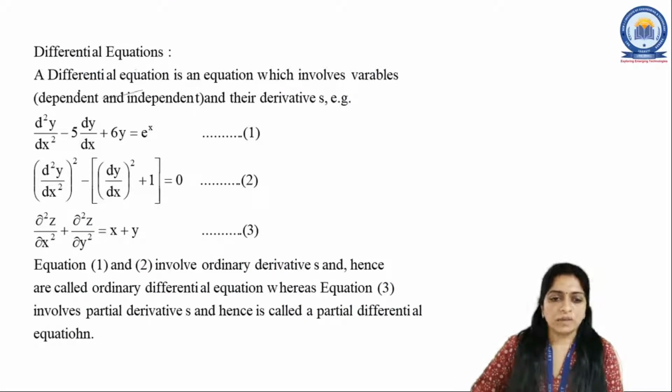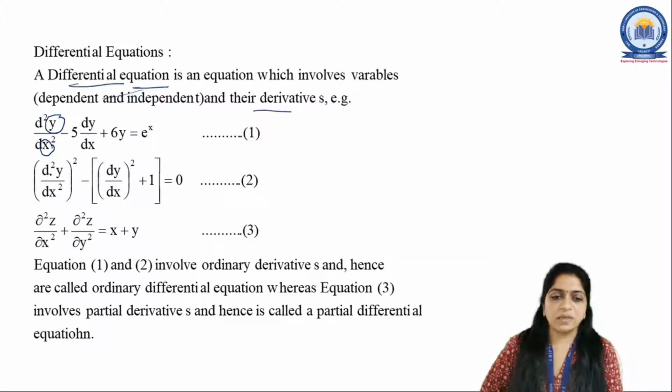A differential equation is an equation which involves dependent and independent variables and their derivatives. Example, d square y upon dx square minus 5 dy by dx plus 6y is equal to e raised to x, where y is the dependent variable and x is the independent variable. There is only one independent variable, so this is an ordinary differential equation.